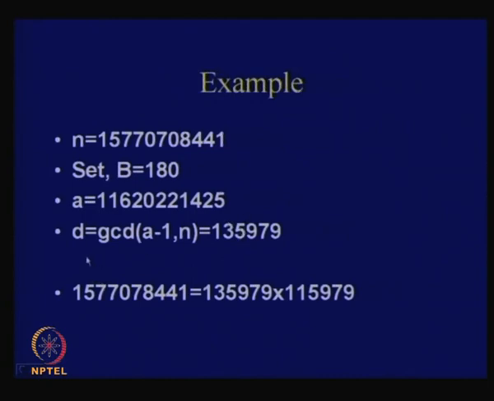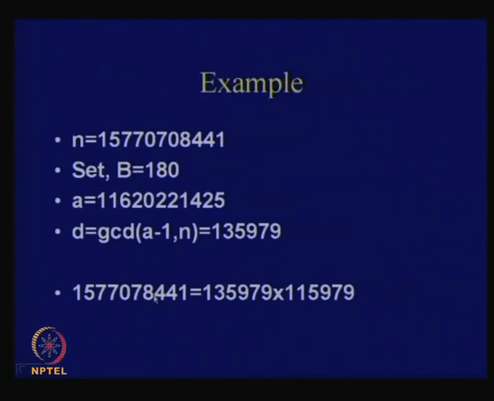Now let us compute d, which is the GCD of a minus 1 and n. You see that a in this case is not equal to 1. So if I compute the value of the GCD of a minus 1 and n, then I get 135979, which is indeed a factor of this number, okay.